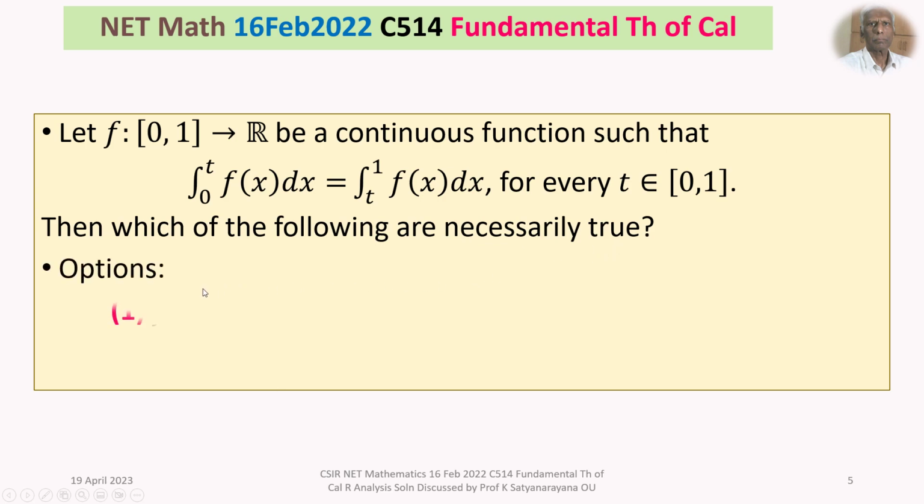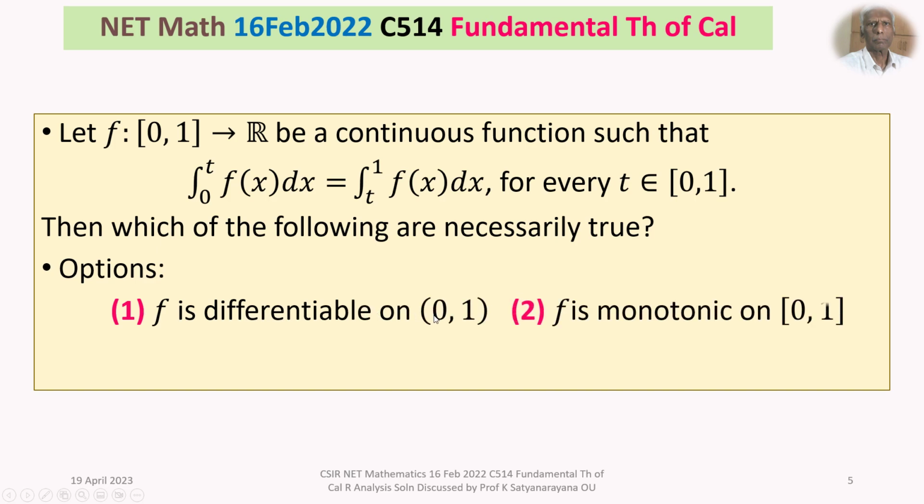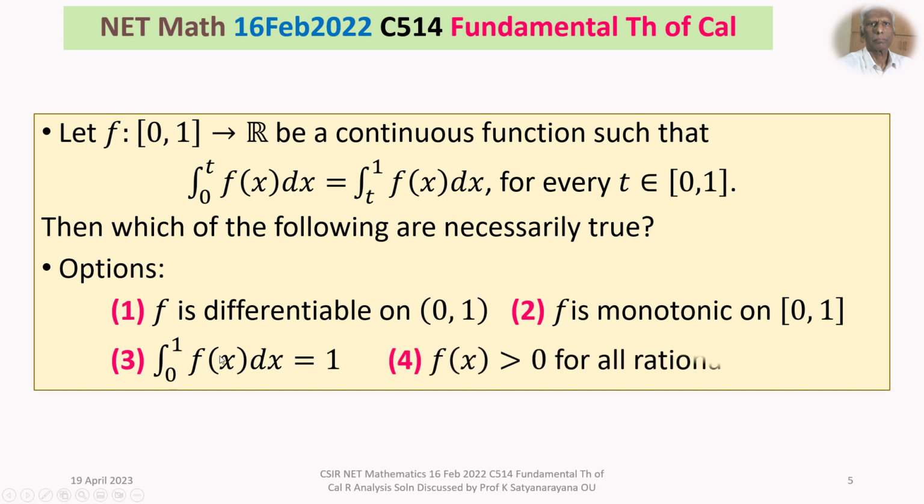We are given four options. Option 1, f is differentiable on the open interval 0 to 1, and option 2, f is monotonic on the closed and bounded interval 0 to 1. Option 3, integral 0 to 1 f of x dx is equal to 1. Option 4, f of x is greater than 0 for all rationals x belongs to the closed and bounded interval 0 to 1.